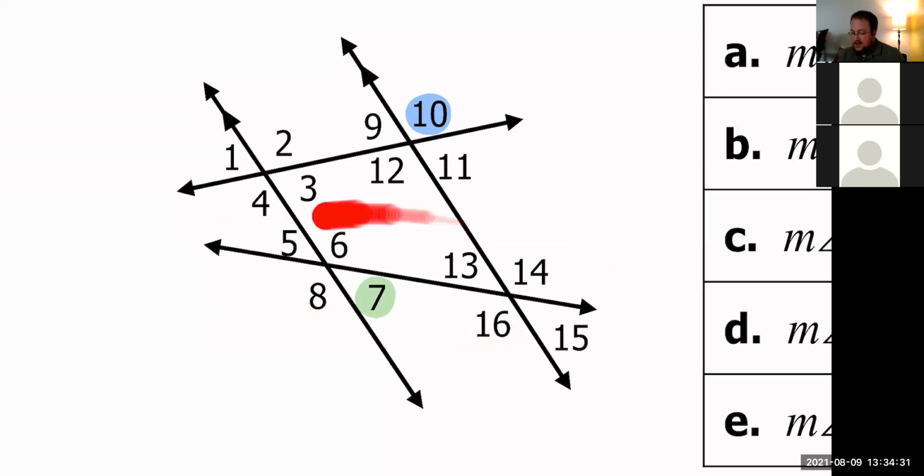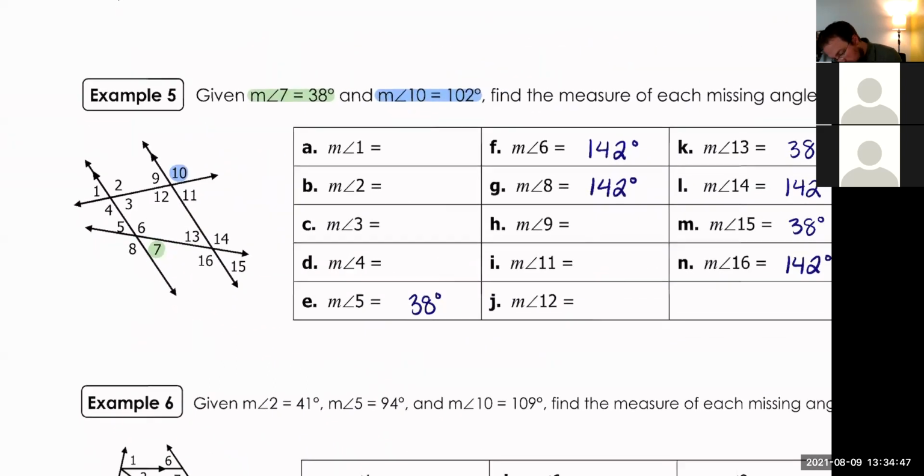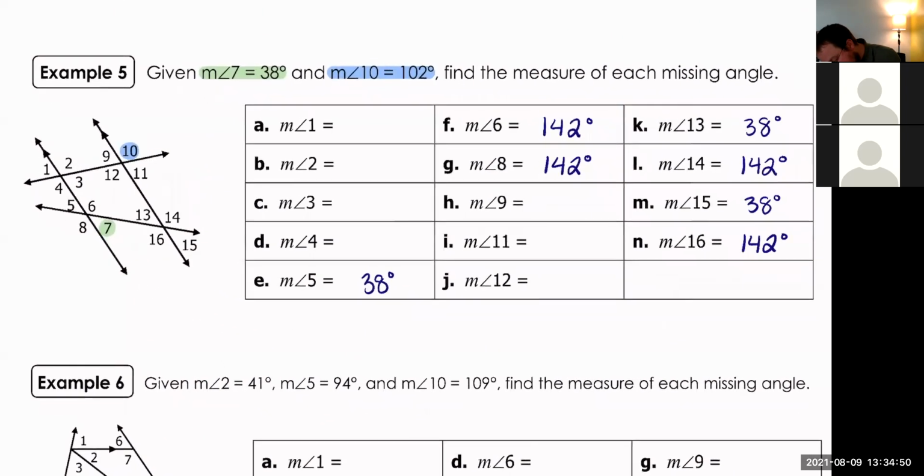I've really kind of taken care of that cluster. I can go to work here on the top. And I don't want to carry any of these numbers over because these numbers share no relationship to this grouping here at the top. So I'm going to work my way around with angle 10. So we were told angle 10 was 102 degrees. I'm going to go the easy route real quick. Vertical with angle 10 is angle 12. So that's another 102 degrees.